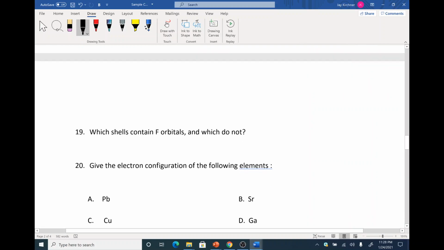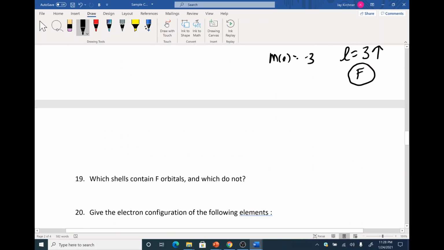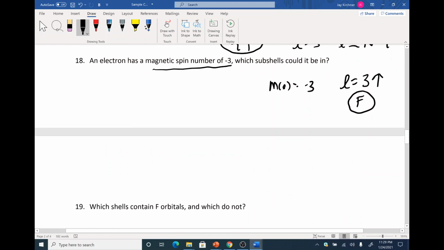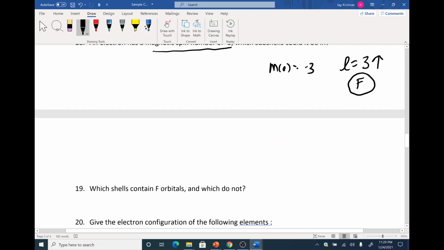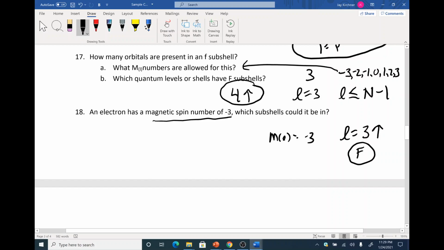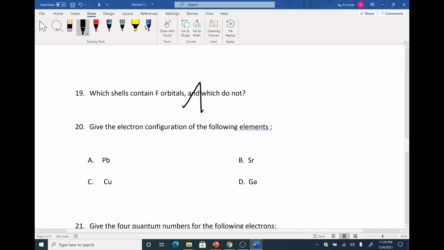Which shells contain F orbitals and which do not? What am I doing? Which shells contain them? I just did that one. Oh, I'm sorry. We said it could be an F subshell. Now we're asking what shell could that be in? And I just did that. I did that in 17B, so whatever.